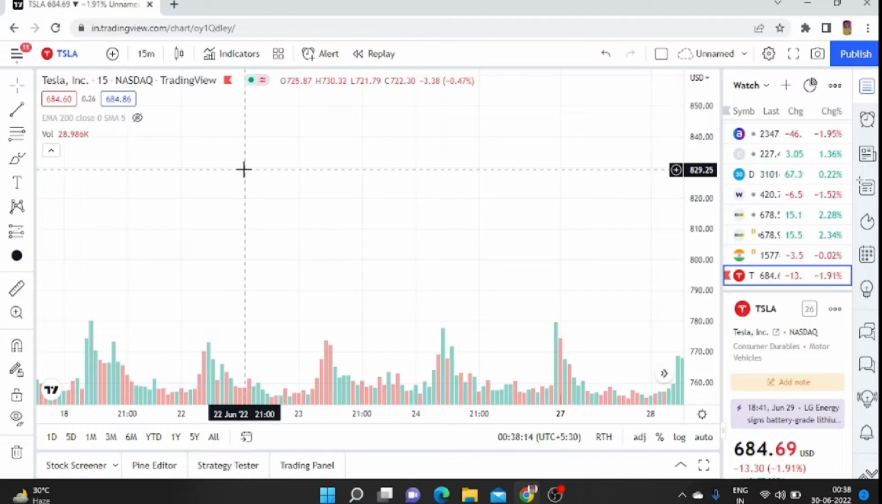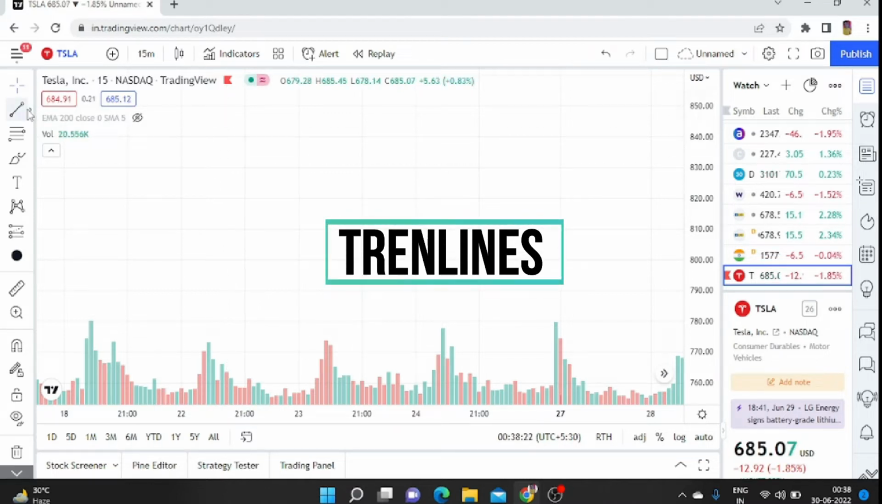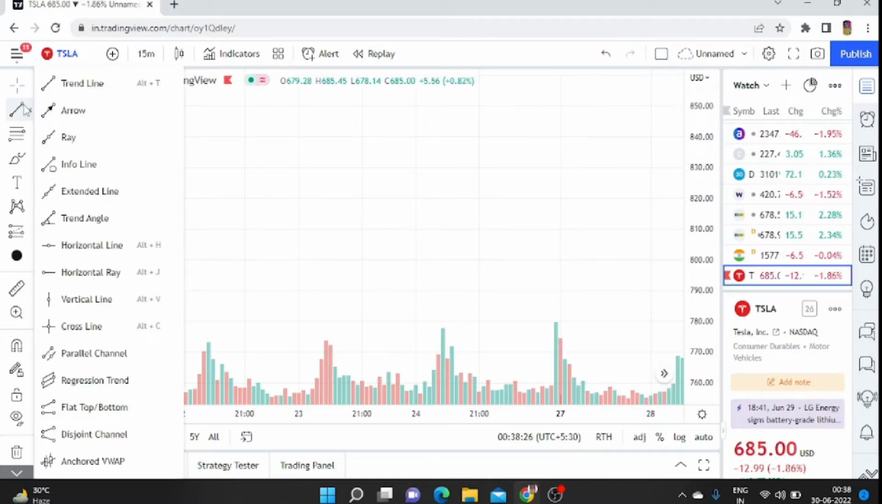So let's begin. The first and the most important tool that every trader should know and every trader should use is the trend line. So from the left hand side you can see over here a line is drawn. This is a trend line.